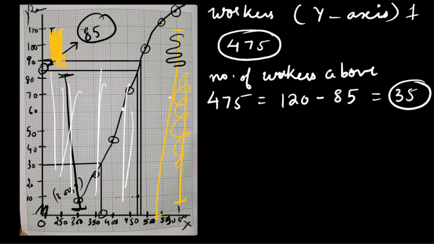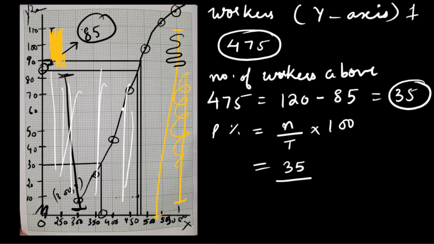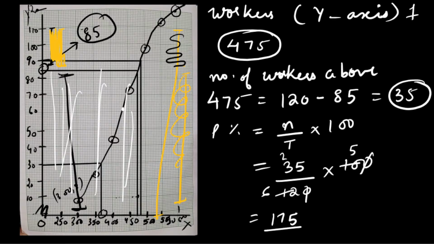Now we have to find the percentage. Percentage is equal to the number of workers above 475 divided by the total number of workers, into 100. So above 475 is 35. Total workers is 120, into 100. So we can just multiply this and find it. Just tell me what answer we are getting. What's the answer we'll get? So 2 into 5, 2 into 6, 5 into 5, 25, 15, 16, 17, 175 by 6. 175 by 6% we'll get.